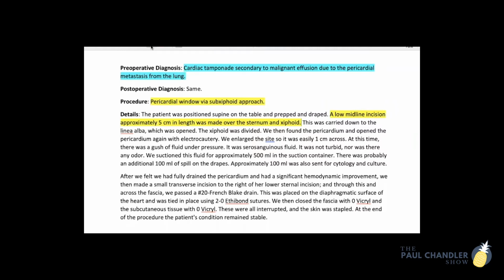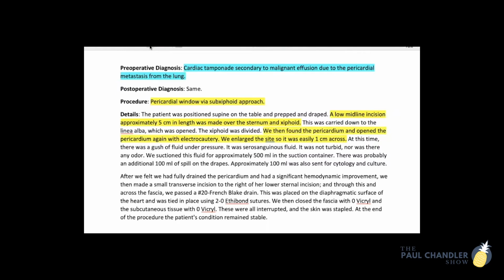This was carried down to the linea alba, which was opened. The fascia was divided. We then found the pericardium and opened the pericardium again with electric cautery. We enlarged the site so it was easily 1 centimeter across. That seems important. Found the pericardium, opened it with cautery, and enlarged the site so it's 1 centimeter across. I may need that later, we'll check.